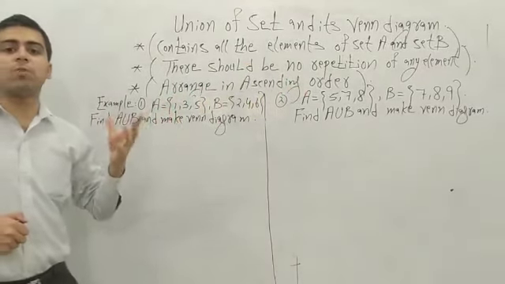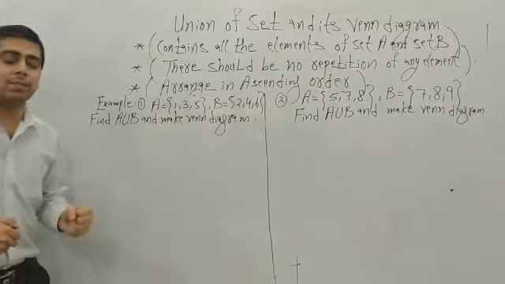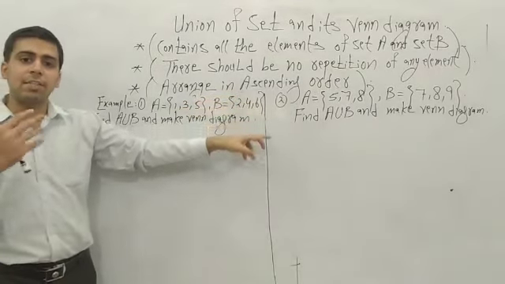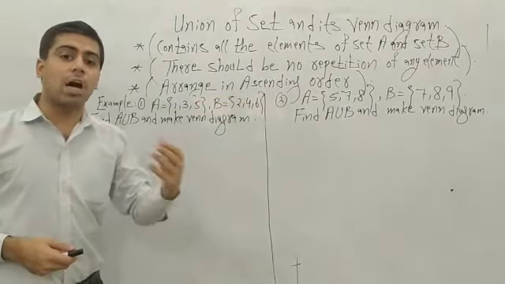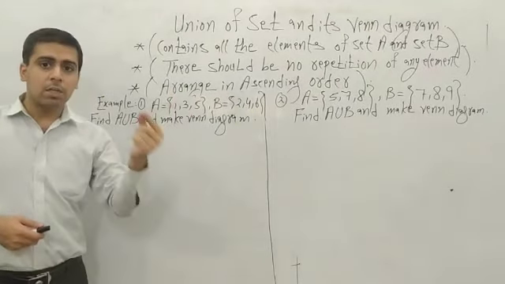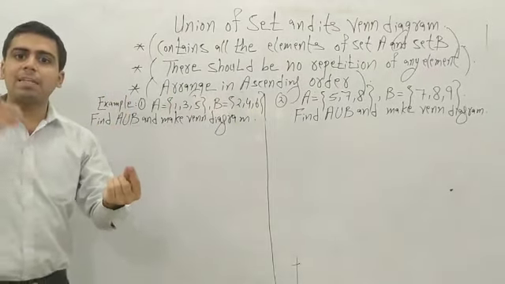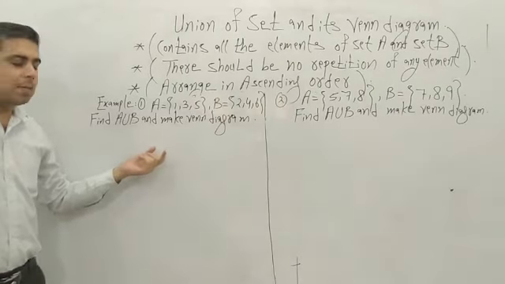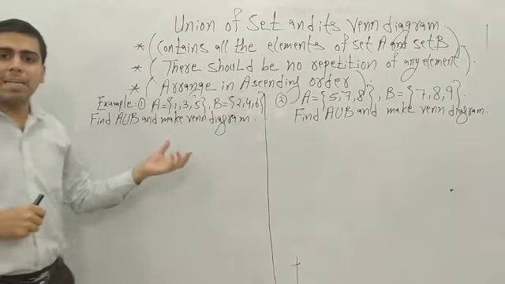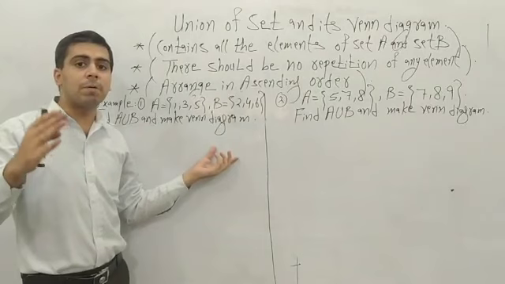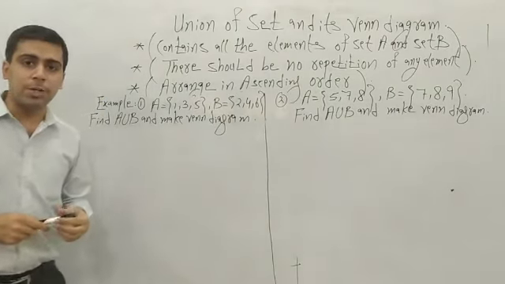The third important point is that we have to arrange all the elements in ascending order. Ascending order always starts from the least to the highest. So we will put the lowest number first, then the bigger number, bit by bit. By looking at the example, I hope your concept of finding the union of sets will be clear.